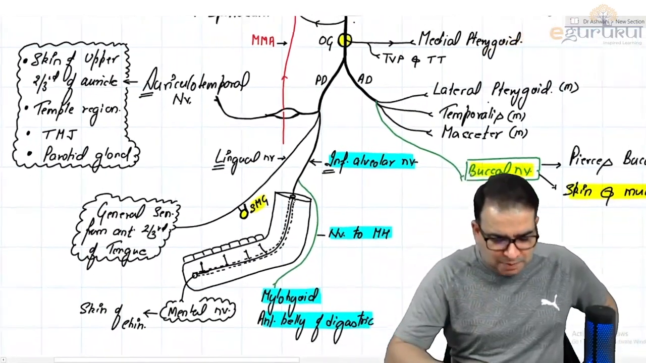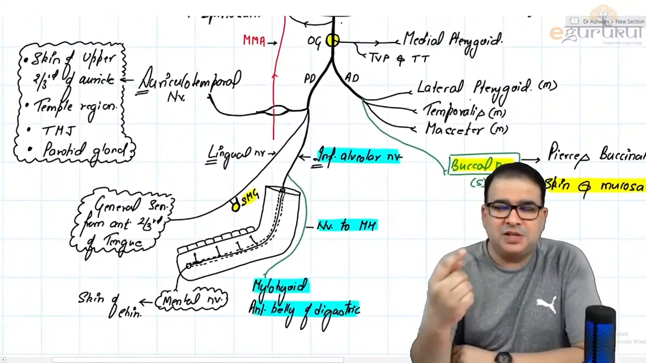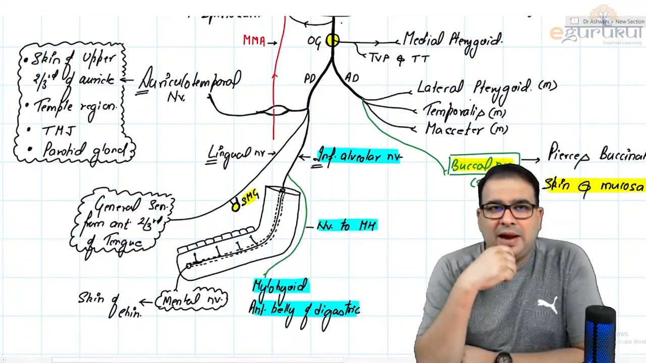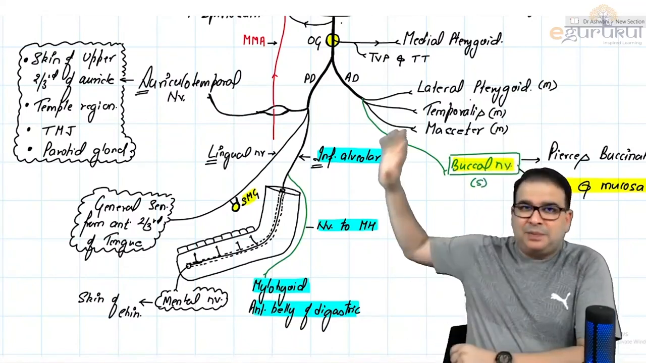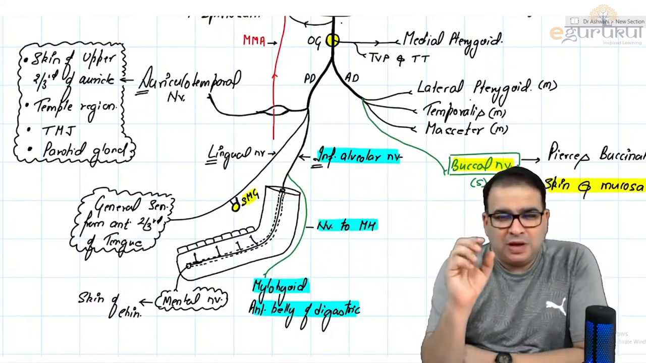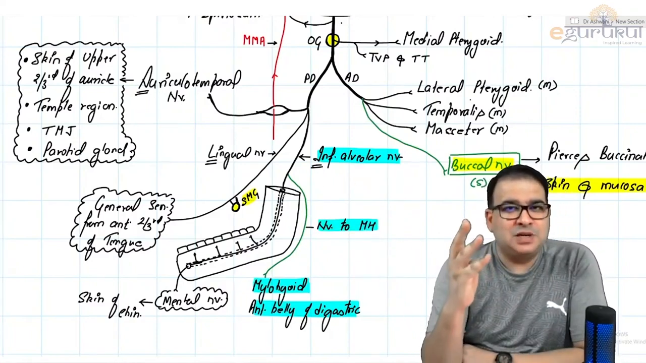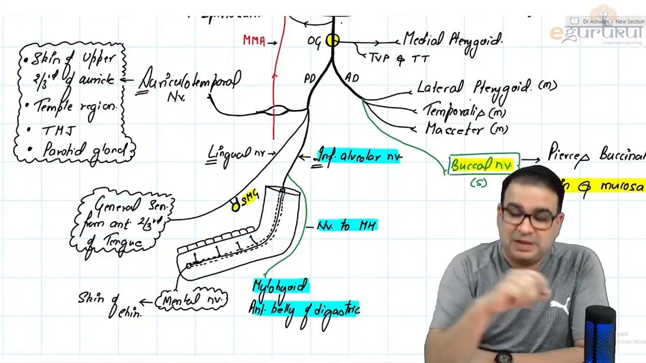Did you notice one thing, beta? We say the mandibular nerve is the nerve of the first pharyngeal arch, and that means it must be supplying the muscles of mastication. Fine, it is supplying the muscles of mastication. But if you look carefully, there are four muscles which are supplied by the mandibular nerve, and they are not the muscles of mastication.